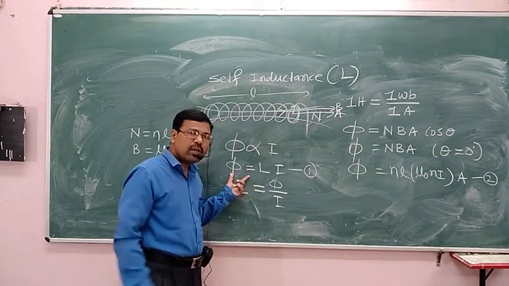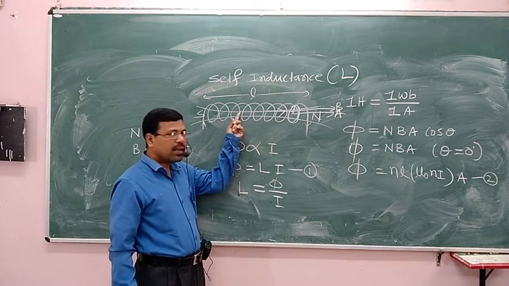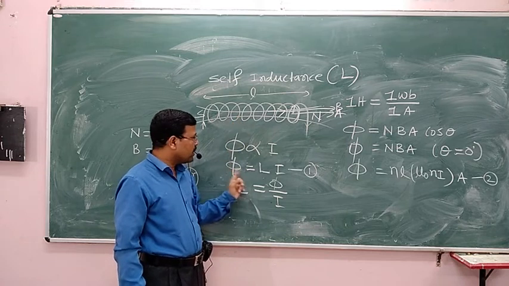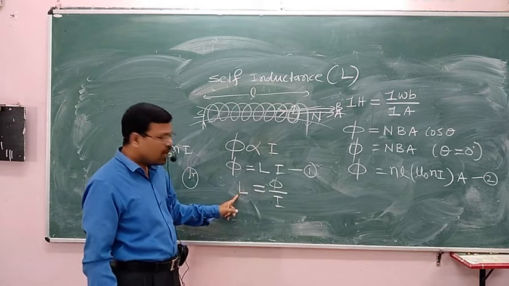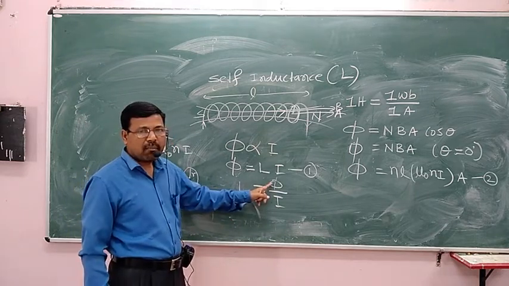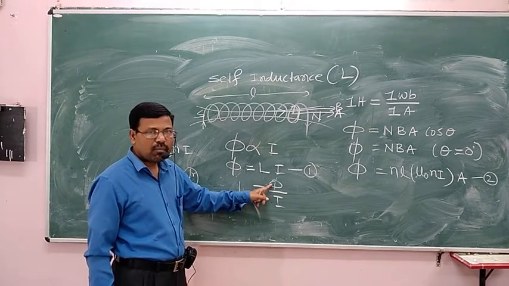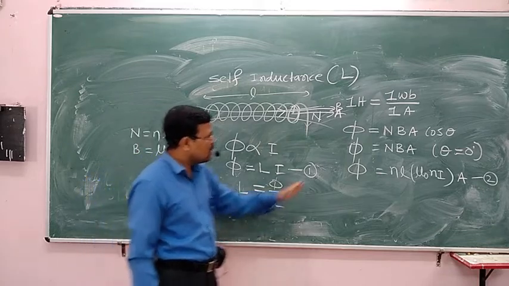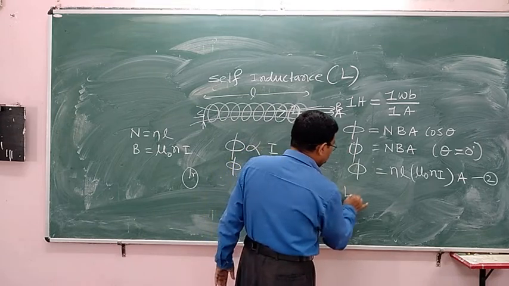In equation 1, how did we write? We wrote that the magnetic flux linked with the coil is directly proportional to the current passing through it. Then flux is equal to some constant into I. This constant is the proportionality constant, which is known as self-inductance. Self-inductance is defined as magnetic flux per unit current. The ratio of flux to the current is known as self-inductance.